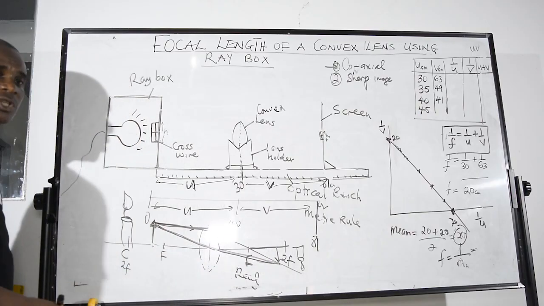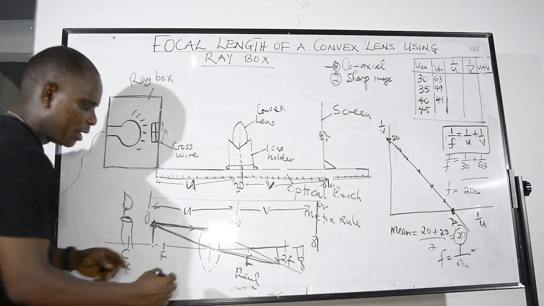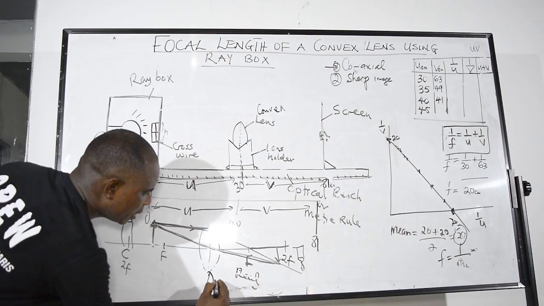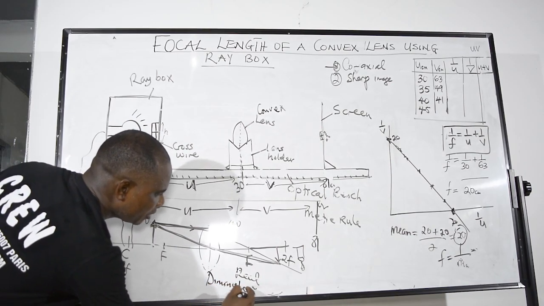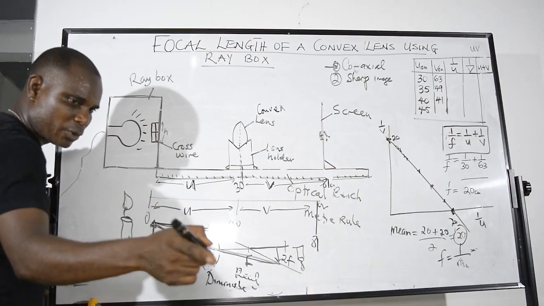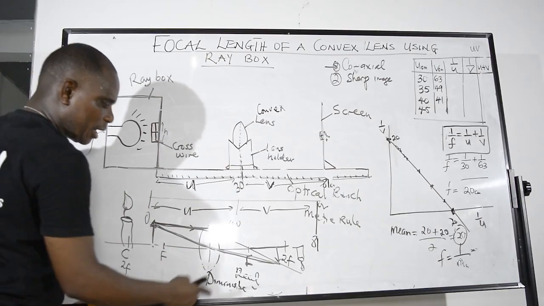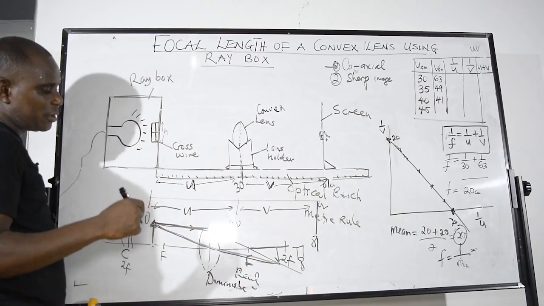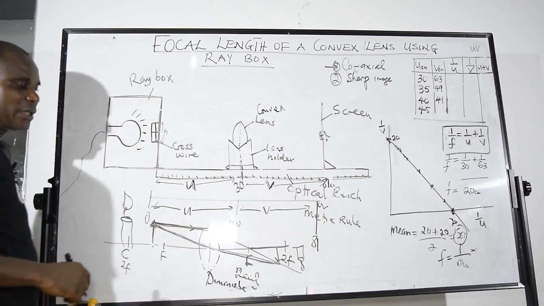First, the image is diminished, so you are seeing it as I'm moving away. It is diminished, it is real. Diminished means it's smaller than the object. That's what you saw, it was small as I was moving. It is real means it's going to be cut on the screen, and it is inverted. Very important, it is inverted.